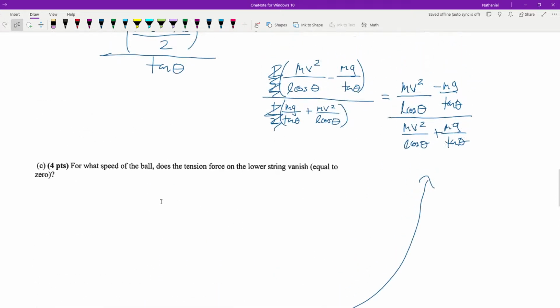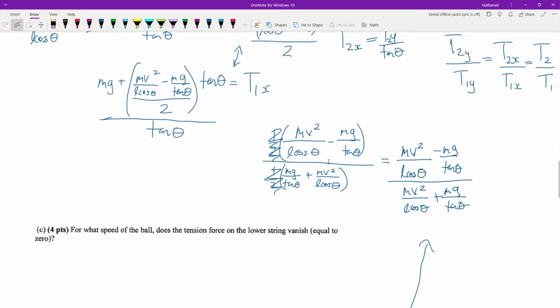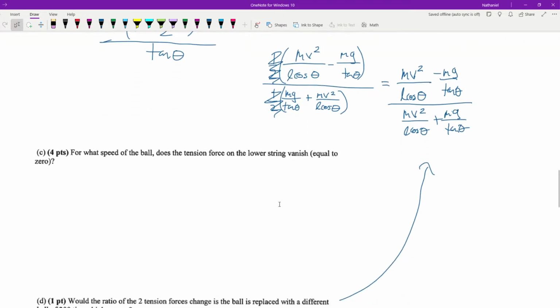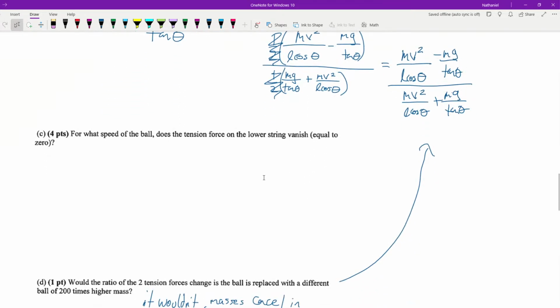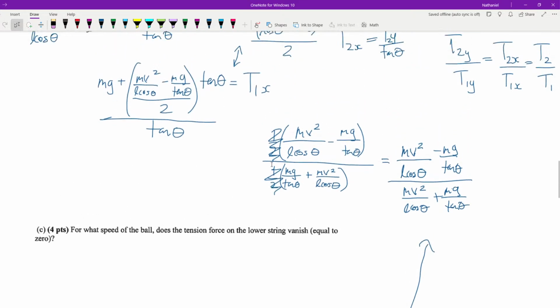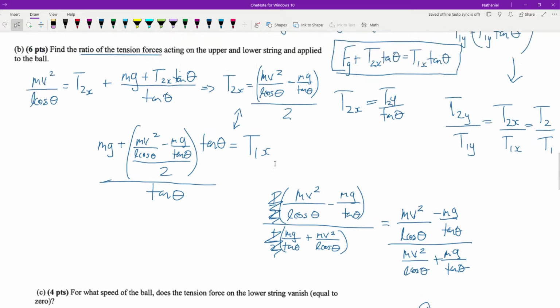Okay. For what speed of the ball does the tension force on the lower string vanish? When is it equal to 0? Okay. So I'll maybe leave you with this. I'll be right back. Okay. When does it vanish? Does it vanish?